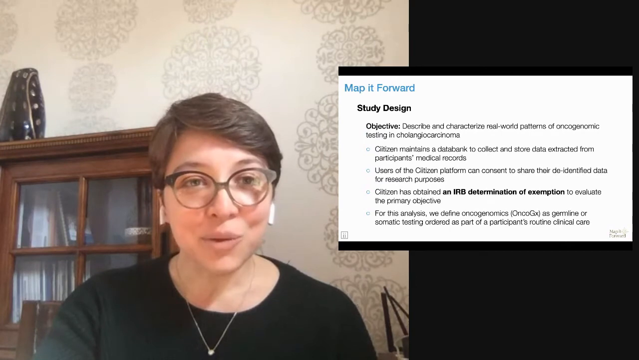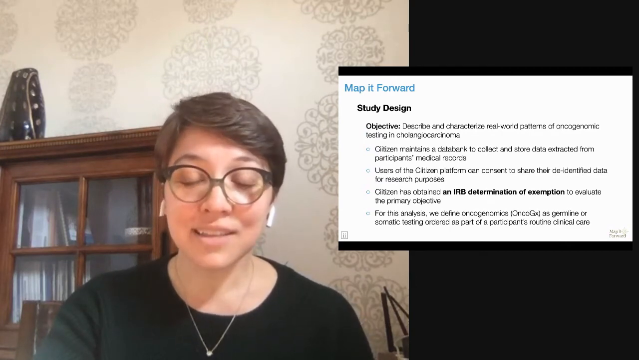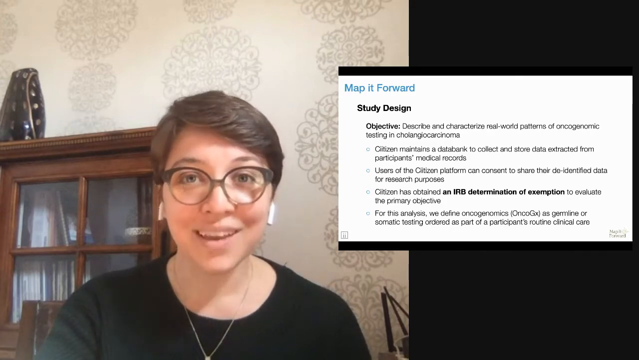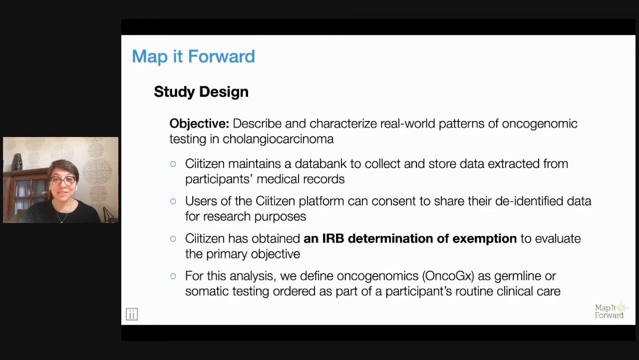So I'd like to share with you more now about the study that we have developed in partnership with the Cholangiocarcinoma Foundation. Our primary objective is to describe and characterize real-world patterns of oncogenomic testing in cholangiocarcinoma.